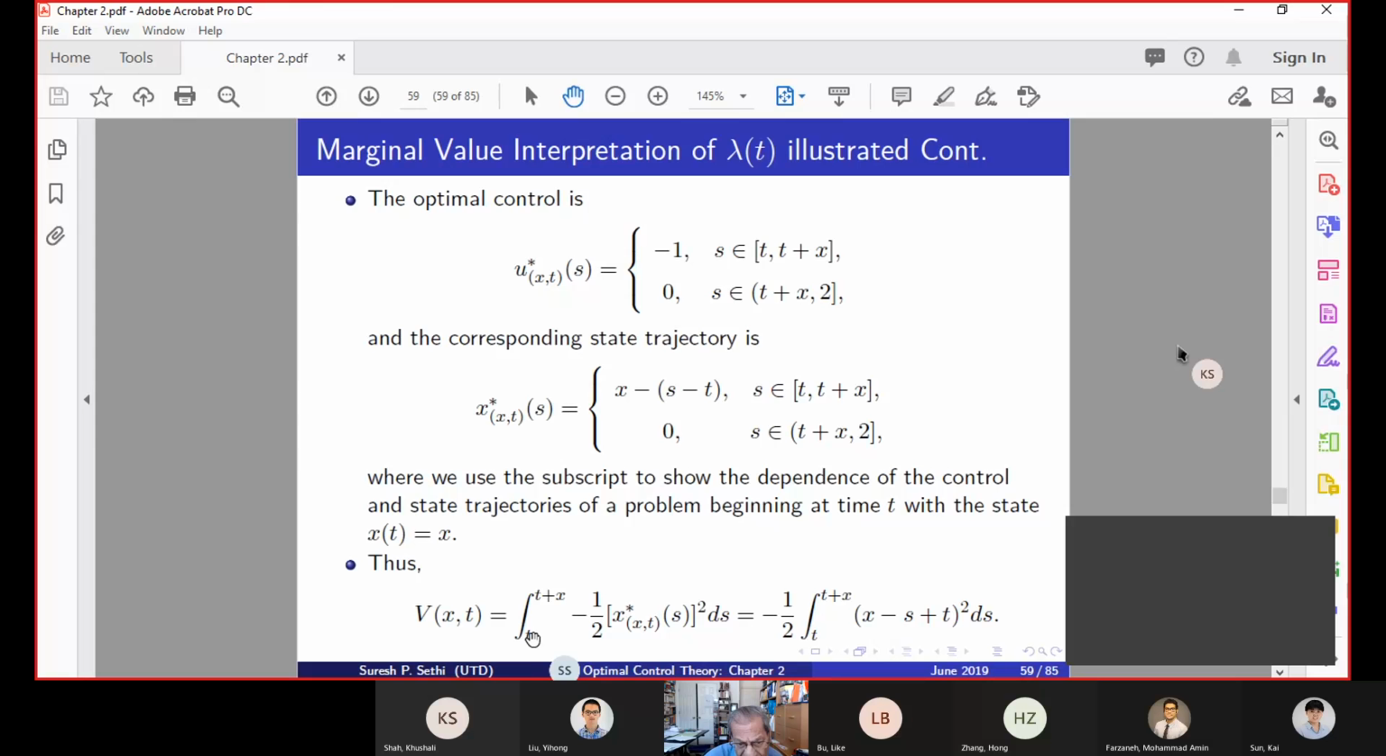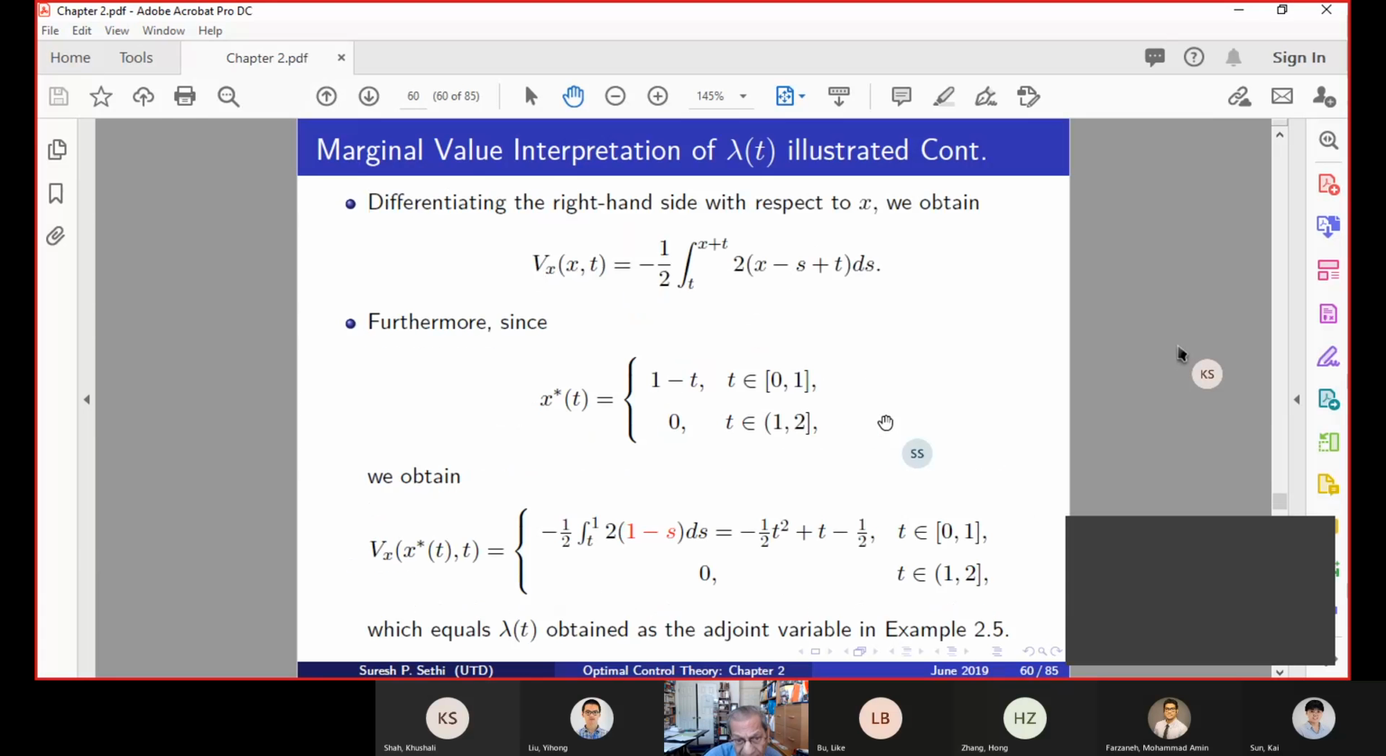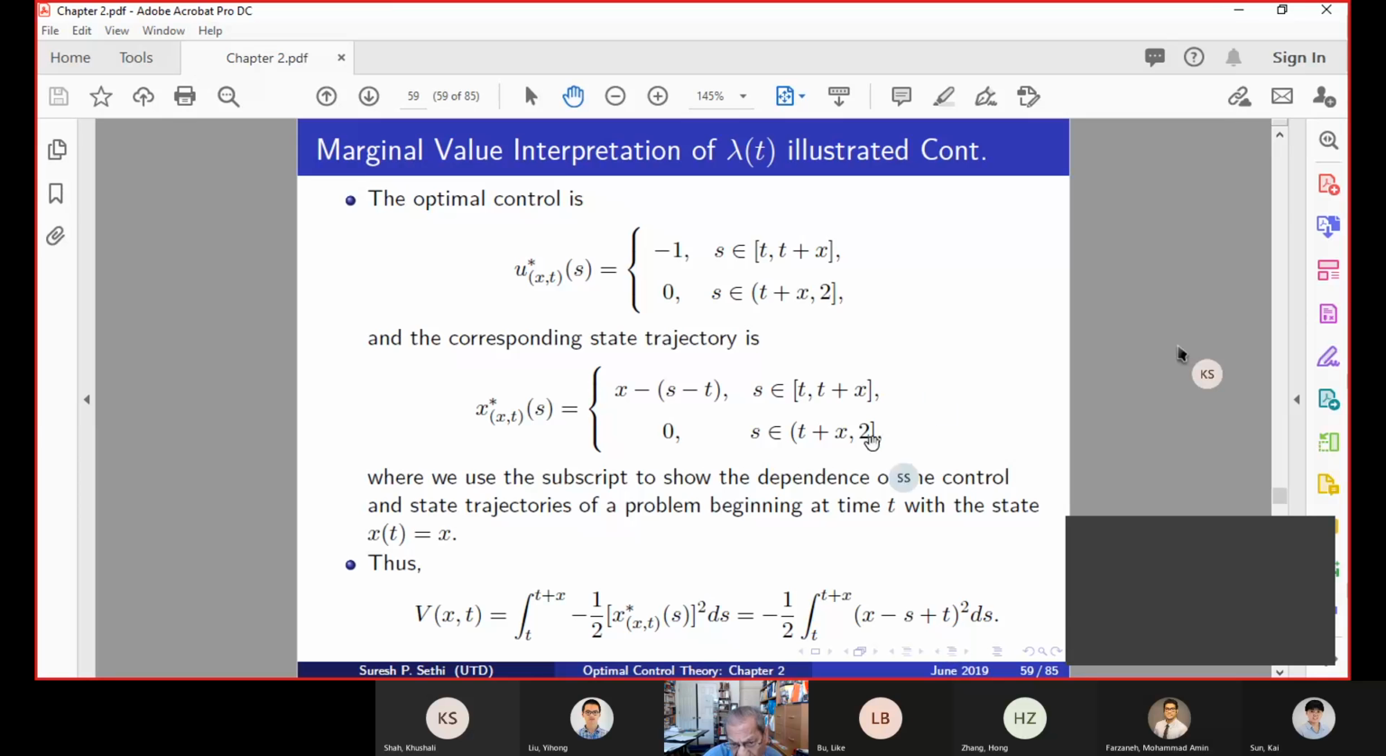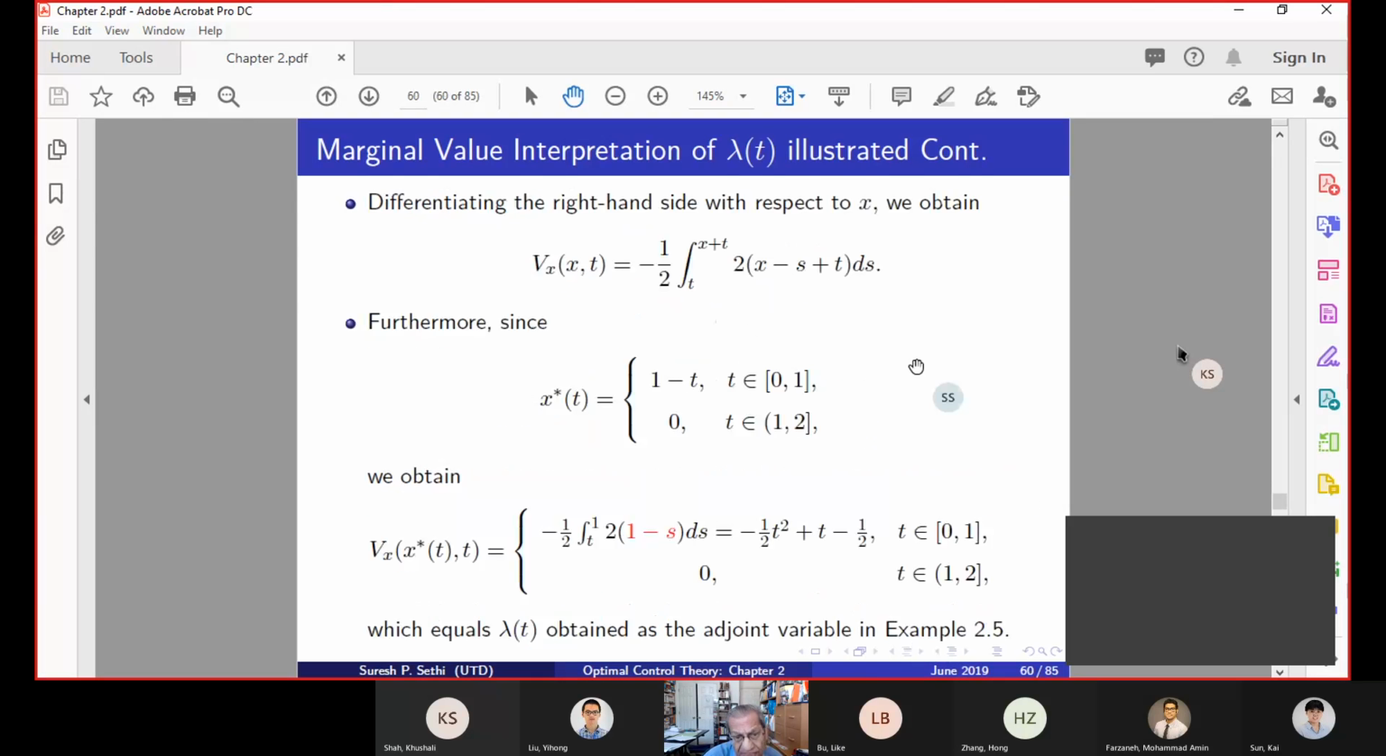I take the control from t to t plus x, which is the value here, because after that it is 0. So the only value that you get for V_x(x,t) is up to t plus x, and then it goes to 0. And you take the integral of this, you get this. You can integrate it if you want, but in order to take the derivative, we don't have to integrate. So we take the derivative inside the integral, and we substitute the value x star t, and we can find out that V_x(x*,t) is this value.